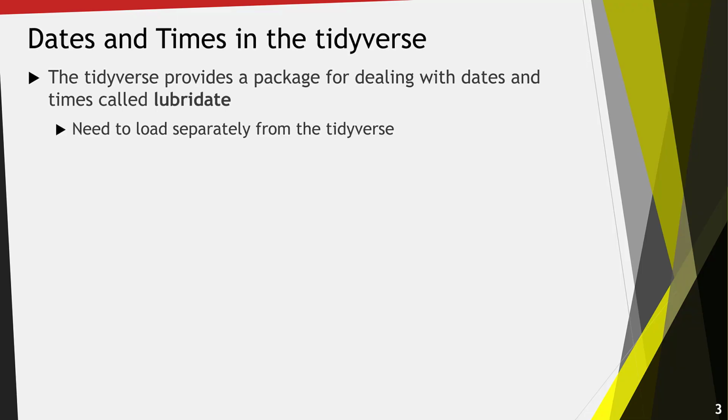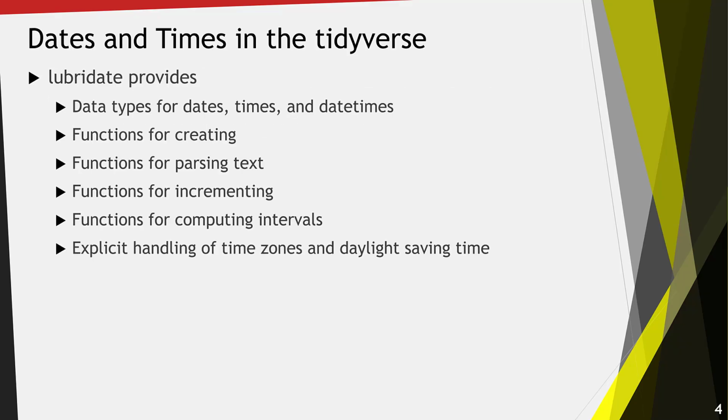The Tidyverse provides a package for dealing with dates and times called Lubridate. While this package is part of the Tidyverse, it is loaded separately, so you need to explicitly load the Lubridate library every time you'd like to use it. Lubridate provides data types for handling dates, times, and date times, functions for creating those dates, times, and date times, and functions for parsing text that contain dates, times, or date times. In addition, there are functions for incrementing or adding fixed amounts to these time values, functions for computing intervals between two different time values, and importantly, there's explicit handling of time zones, daylight saving time, and a variety of calendars.